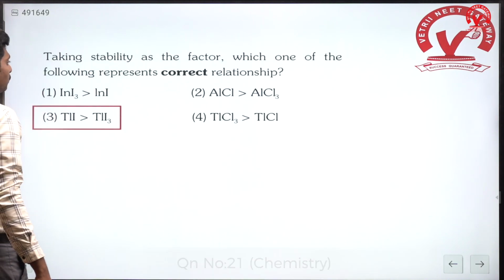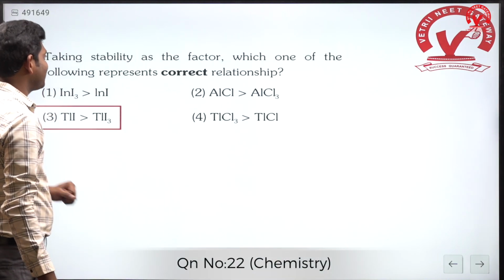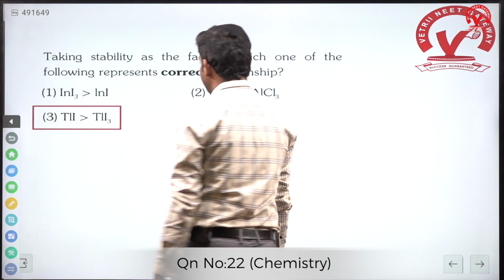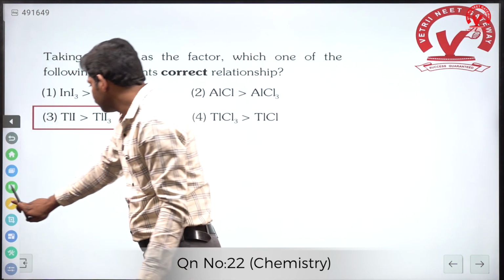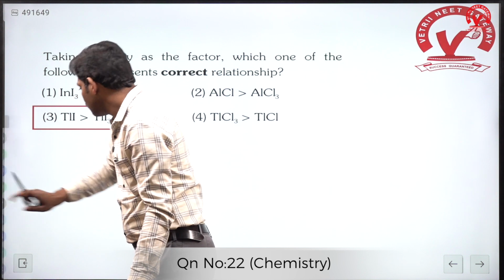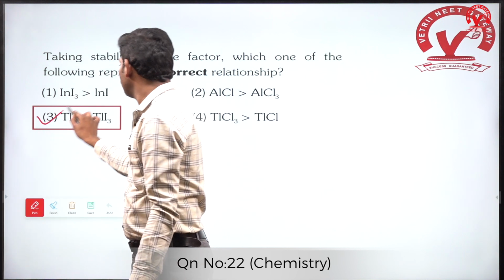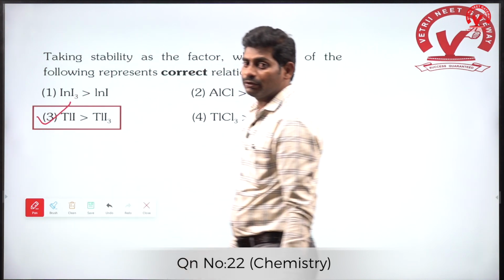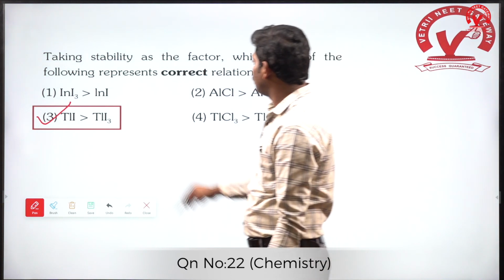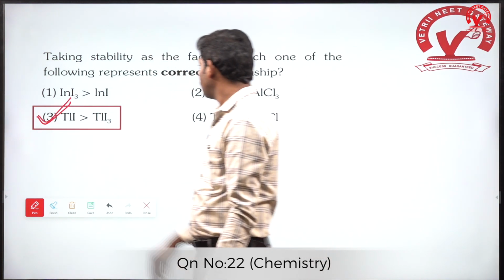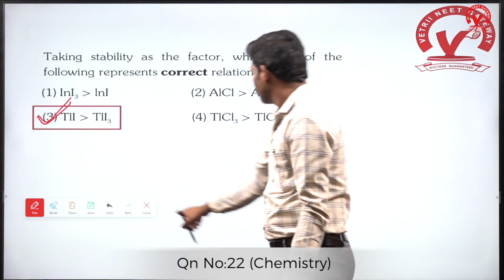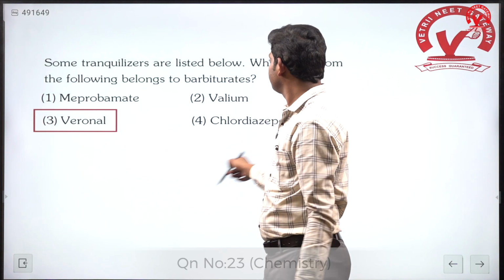Next question. Taking stability as the factor, which of the following represents the correct relationship? So this is the correct one, due to the inert pair effect. Due to the inert pair effect, the third option is the correct one. Next, we move on to the next question.